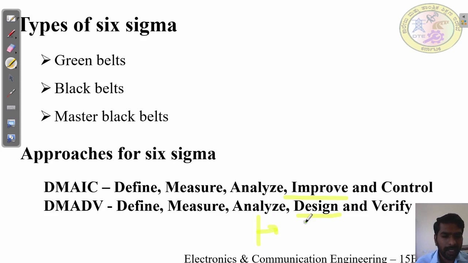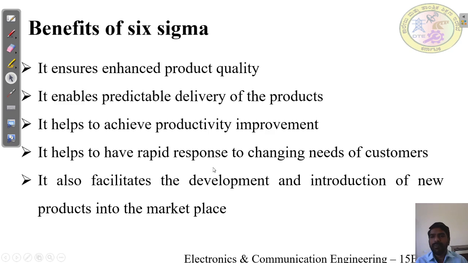Based on the result of the analysis, you are going to redesign the process, and you will verify whether your design is proper or not. That's why they call it design and verification. These are the two approaches used in Six Sigma, and they are used by all industries. And DMADV is used for newly developed companies. That is the types of Six Sigma and the benefits of Six Sigma.